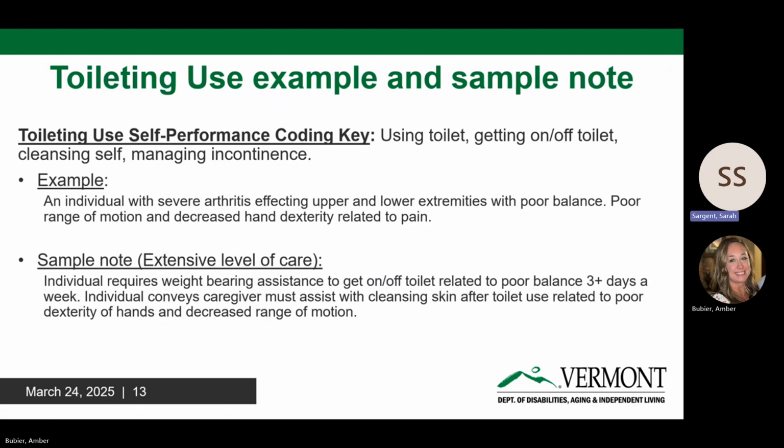Toileting. Example and sample note and coding key definition: using the toilet, getting on and off the toilet, cleansing self, and managing incontinence. Example: an individual with severe arthritis affecting upper and lower extremity has poor balance, poor range of motion, and decreased hand dexterity related to pain. A sample note of extensive level of care for toileting.